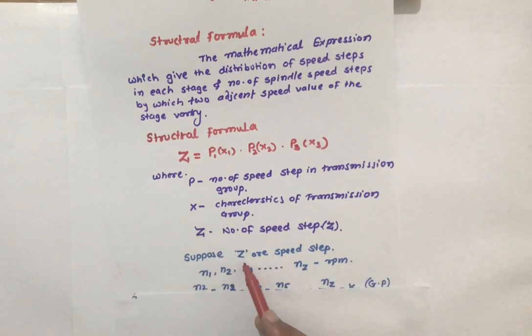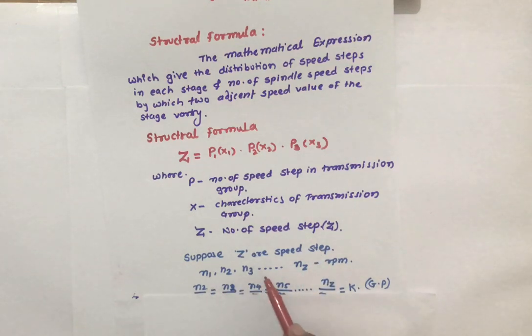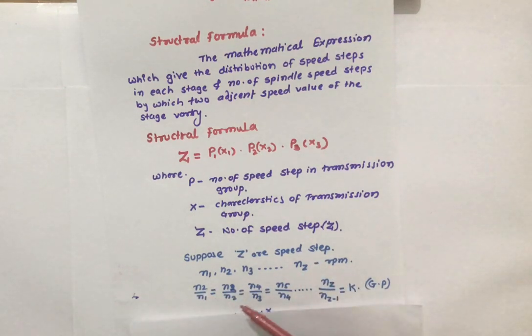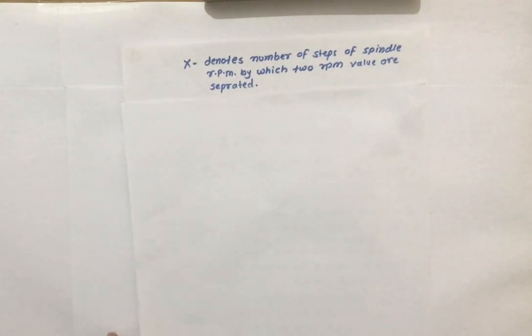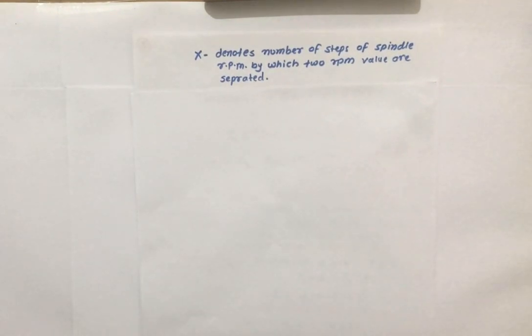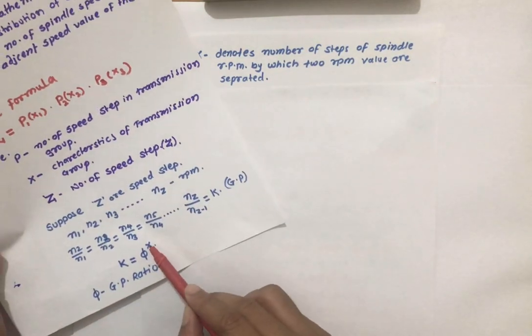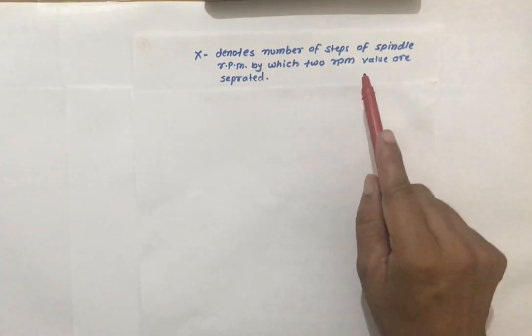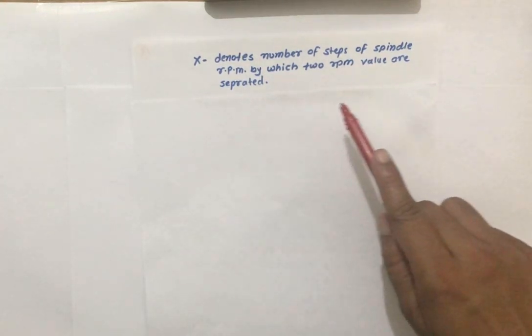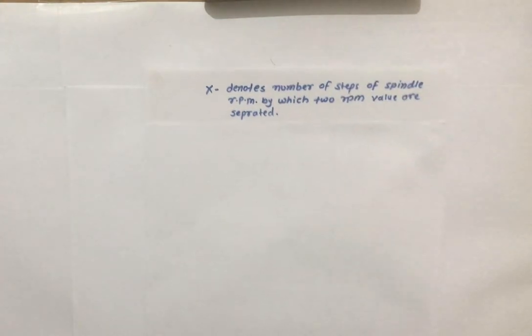Suppose the speed steps are N1, N2, N3 up to Nz RPM. Then N2 by N1, N3 by N2, N4 by N3, N5 by N4 are all K, that is, a geometric progression. So K is equal to phi raised to X, where X denotes the number of steps in the spindle RPM by which two RPM values are separated.